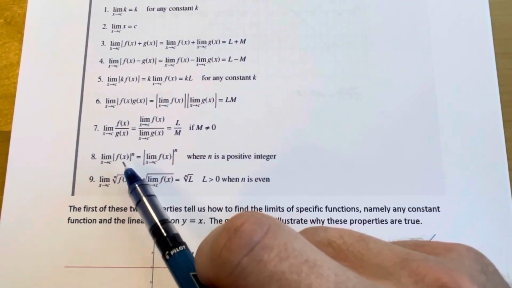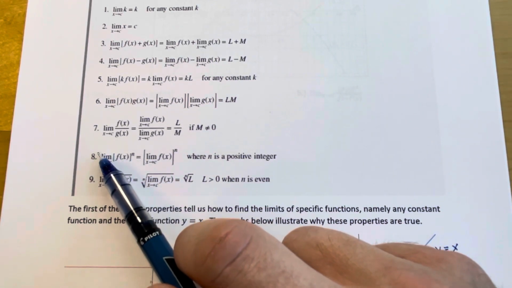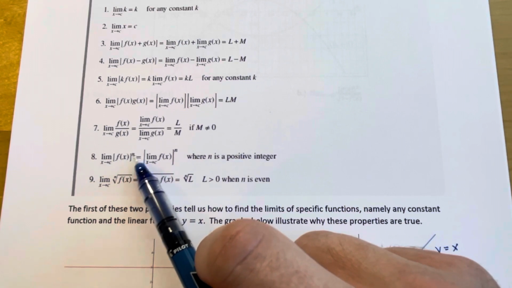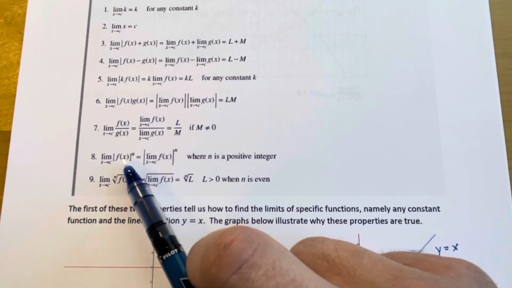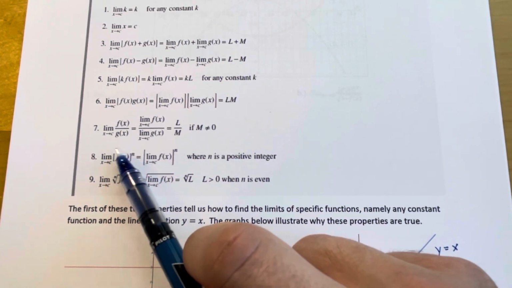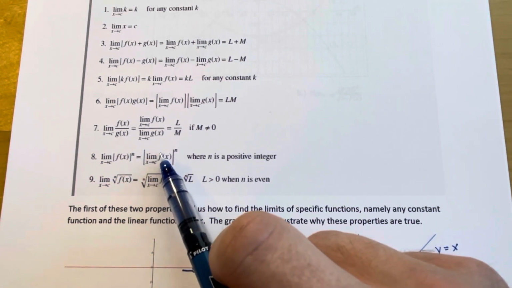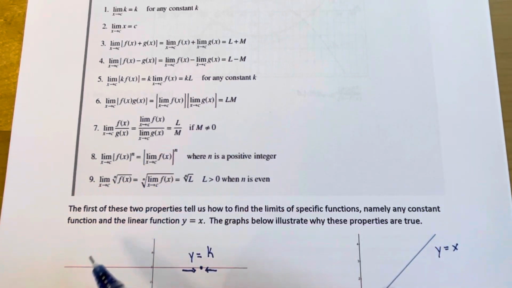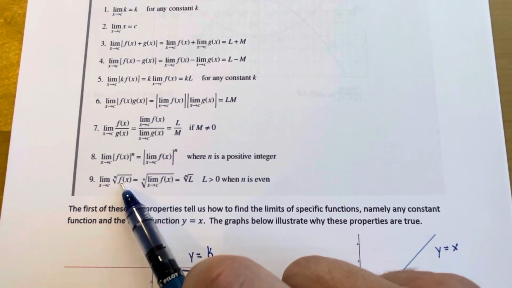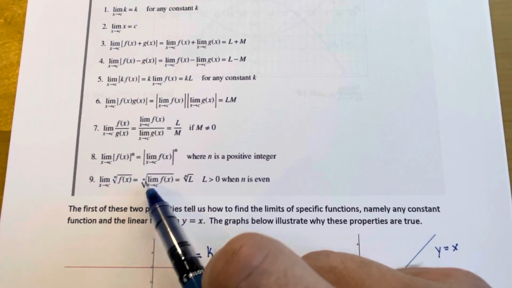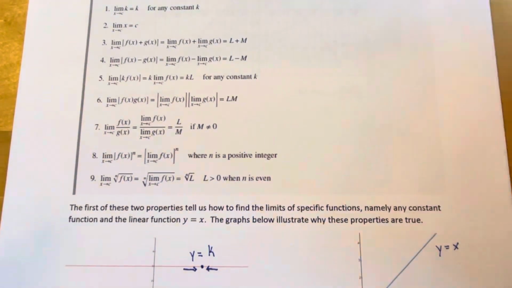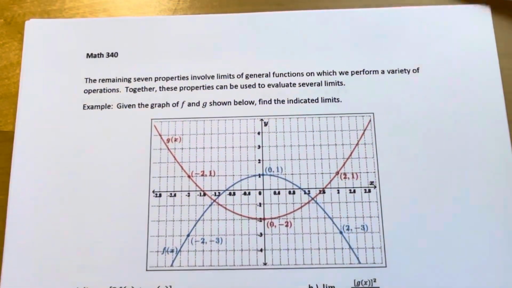The last two properties basically say that limits can be brought in to powers like this. If I have a function f of x and I raise it to some positive integer power n, then the limit as x approaches c of that new function is the same thing as if I just took the limit of f of x as x goes to c and raised that to n. And then we have a similar property for radicals. Limits can be brought into radicals. We're going to be using these properties to evaluate a couple of limits. Let's take a look at some examples.